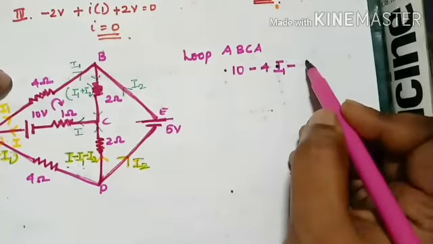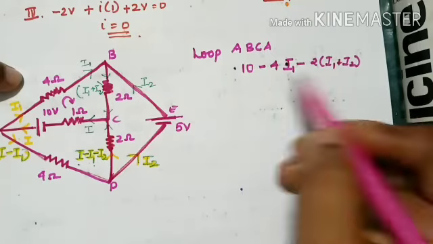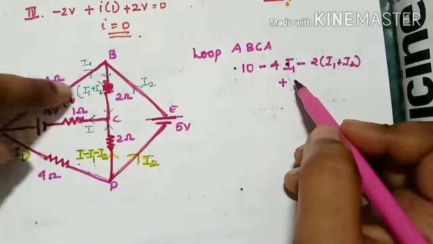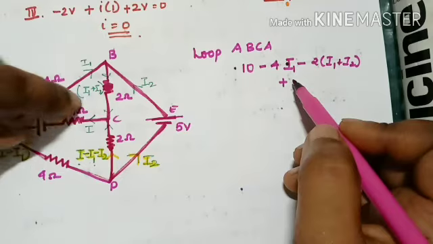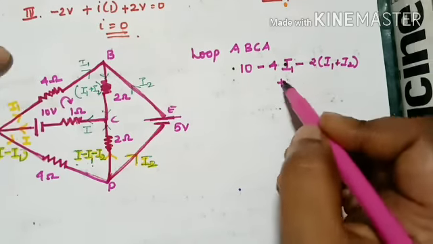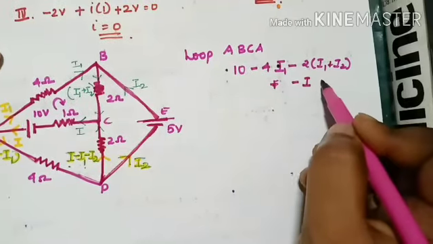So it is minus 2 into (I1 plus I2). There is another 1 ohm resistance. Should I write plus? No, it is minus itself because I am moving in this direction, and the current is also in the same direction in the case of the 1 ohm. So it is minus 1 into I, equal to 0.